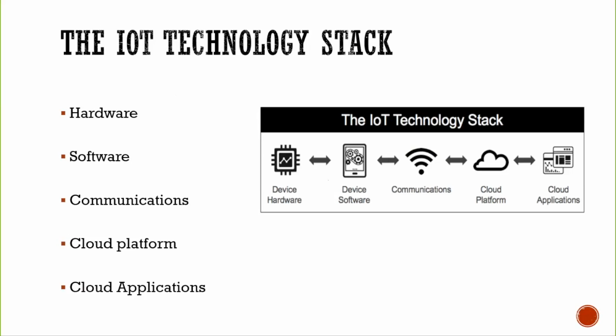As a second layer, we find the software. The device software is the part that turns the device hardware into a smart device. Device software will be developed by software engineers. The device software allows you to communicate with the cloud or with other local devices. This part of the IoT stack is extremely important because it serves as the glue between the real world, which is the hardware, and your cloud applications.